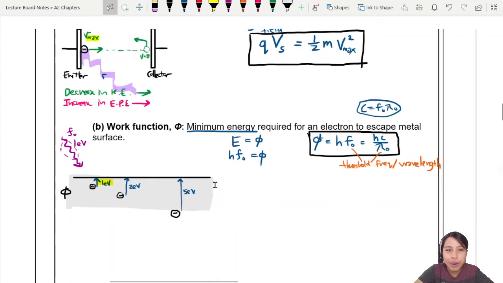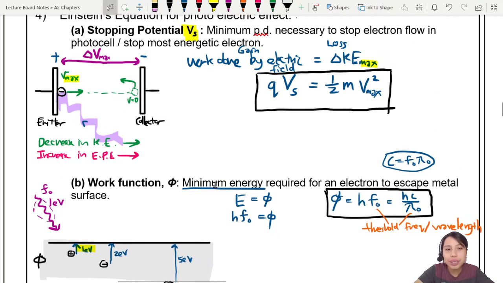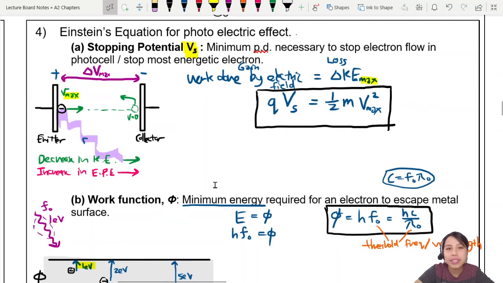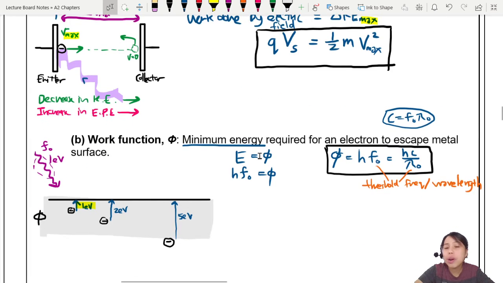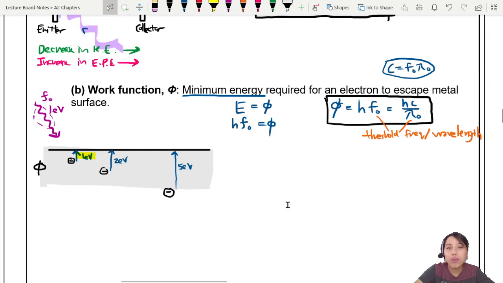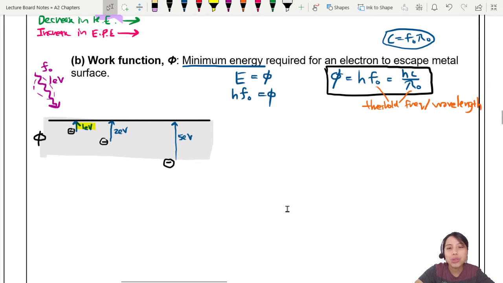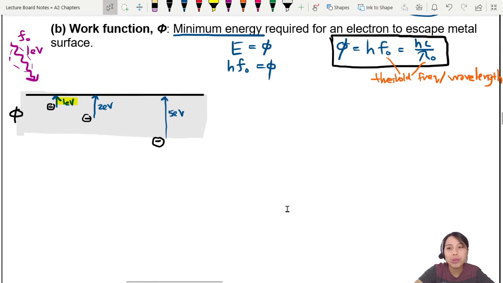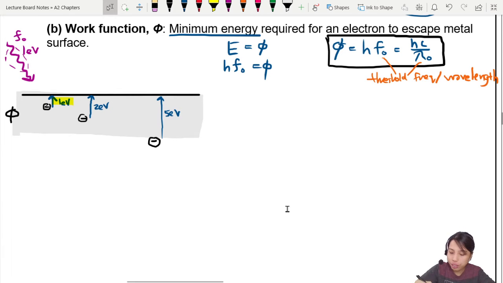Now we are ready for Einstein's master equation that puts together all the ideas: stopping potential, the work function. This is called the photoelectric equation. The main equation, the most important one you need to know for this whole section, is this one. Einstein put together all the parts and said, okay, this is the final statement.